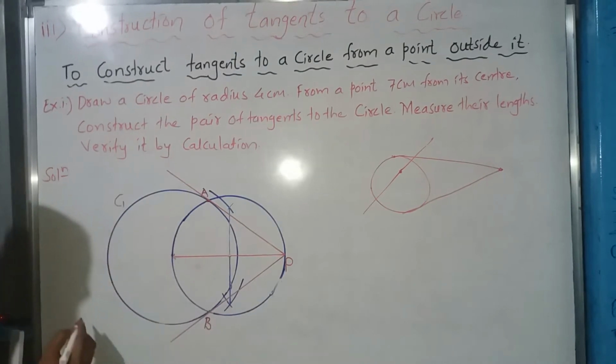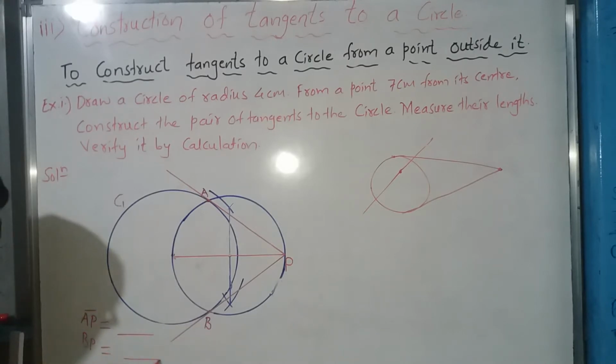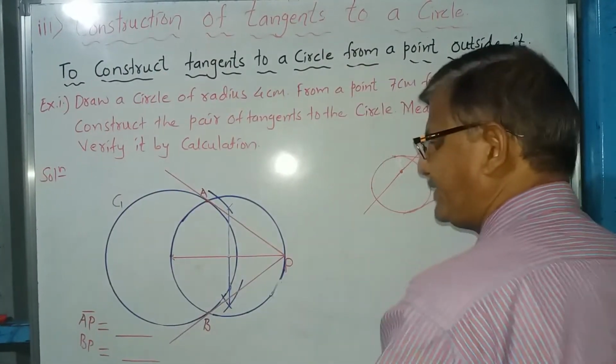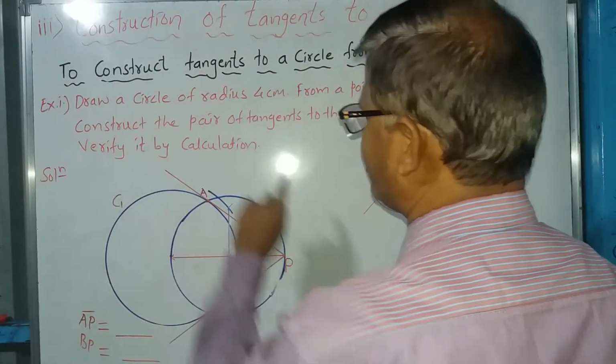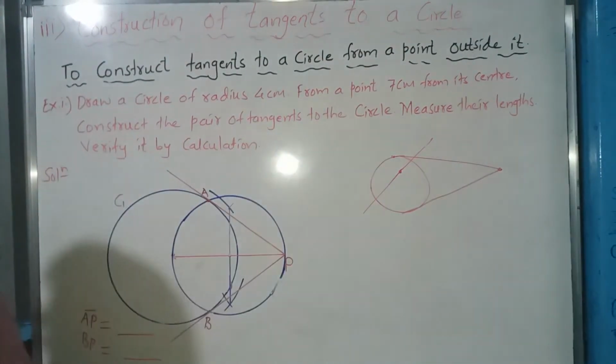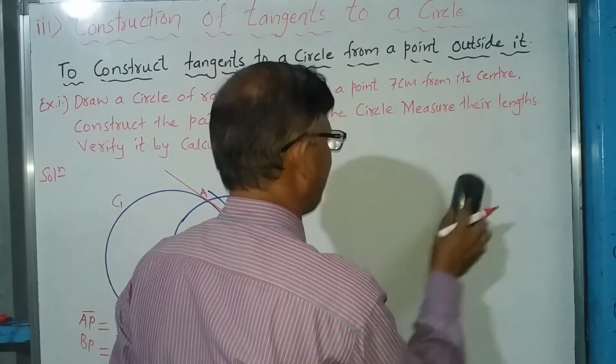So let us write here, AP is equal to what centimeter? Just you have to write it. At the same time, BP, you have to measure its length with the scale and write it. Now, after measuring the lengths, they have also told us to verify it by calculation. Verify it by calculation in the sense, how to verify it by calculation?